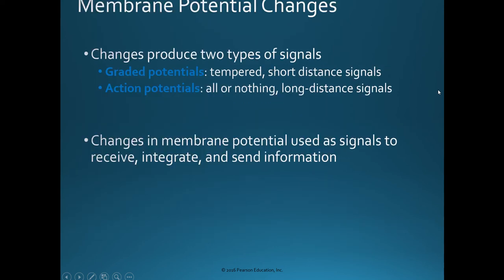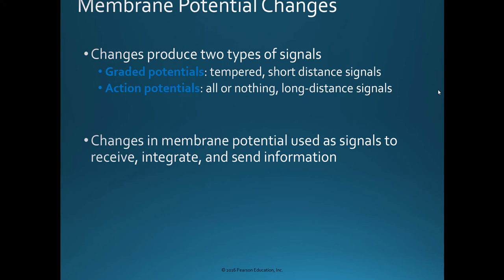When we change these membrane potentials, two types of signals are possible in our body: what we call graded potentials and what we call action potentials. Graded potentials are short distance, kind of local signals, and they will depend on the strength of the stimulus. They're tempered, meaning, right, you have a grade. An A is different than a B, 95 degrees Fahrenheit is different than 80 degrees Fahrenheit. There's a grade, they're a gradient.